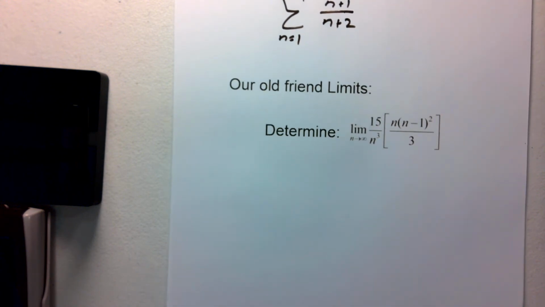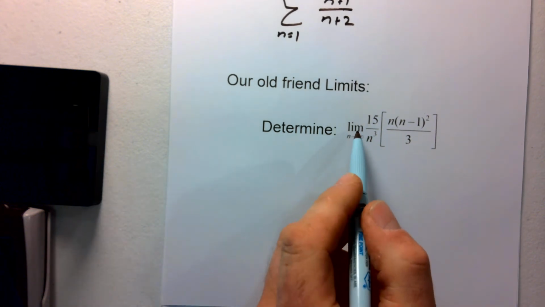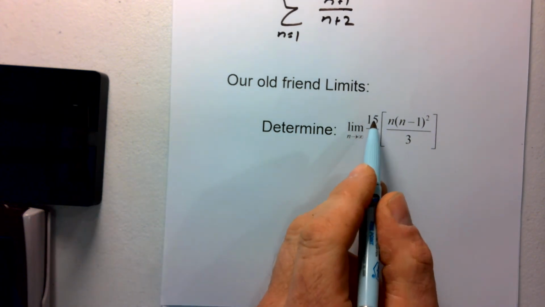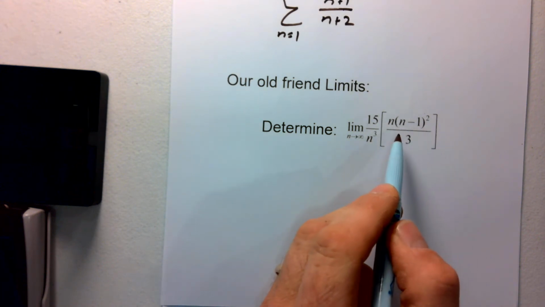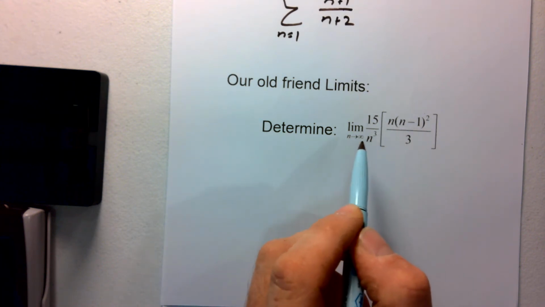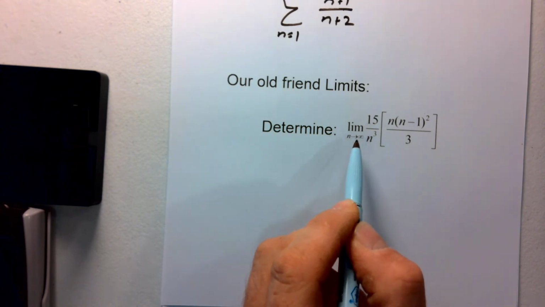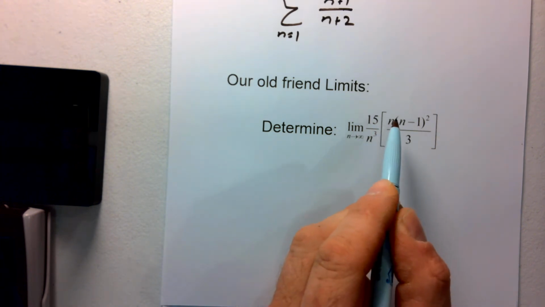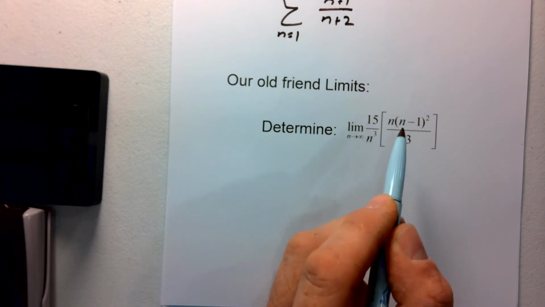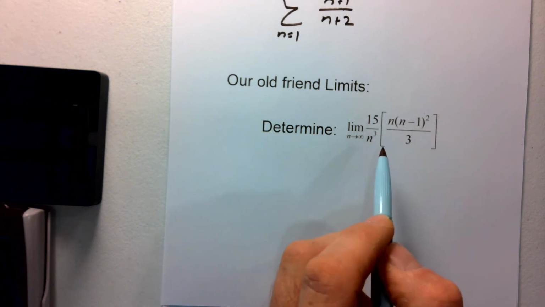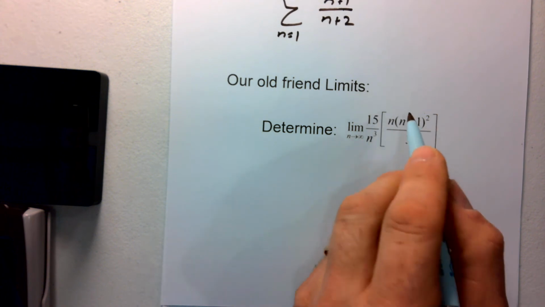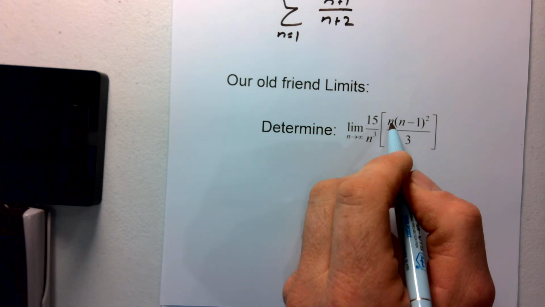How about limits? Oh, we so enjoyed limits, didn't we? Let's find the limit as n goes to infinity of 15 over n to the third times n minus 1 squared over 3. The thing we need to recall about limits going to infinity and a fraction: remember that the leading term tells us what's going to happen with the numerator and what's going to happen with our denominator. So we could multiply all this out.